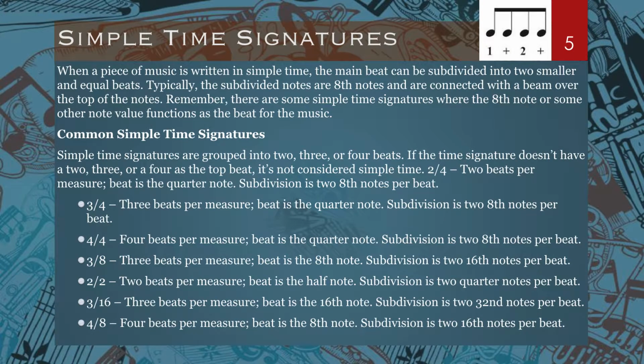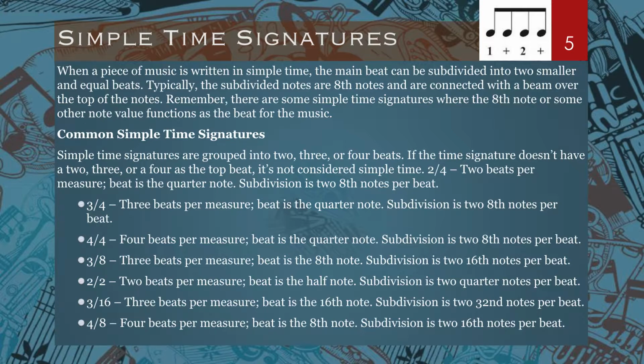So let's talk a little bit more about simple time signatures. When a piece of music is written in simple time, the main beat can be subdivided into 2 smaller and equal beats. Typically, the subdivided notes are 8th notes and are connected with a beam over the top of the notes, such as what you see in the image on the top.